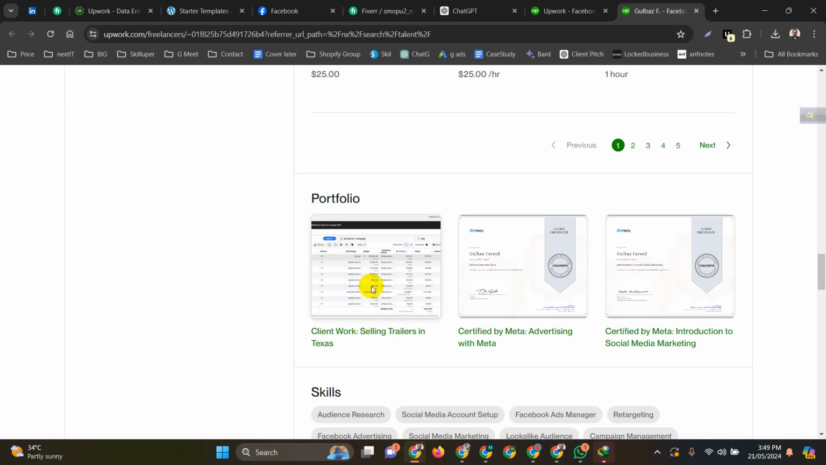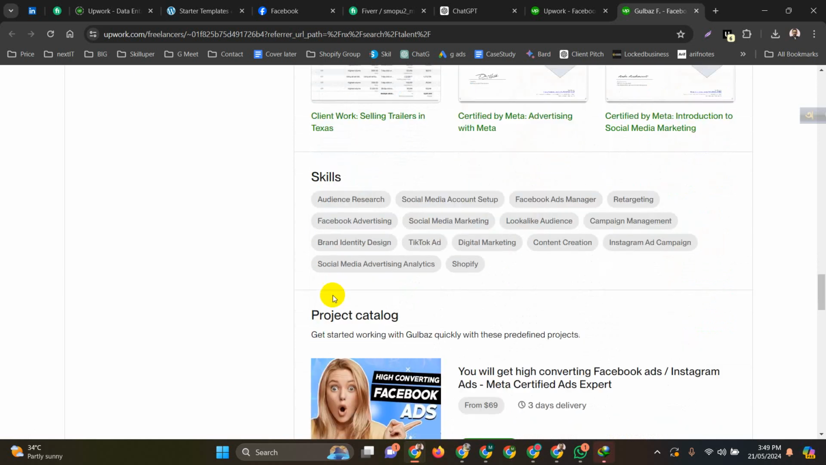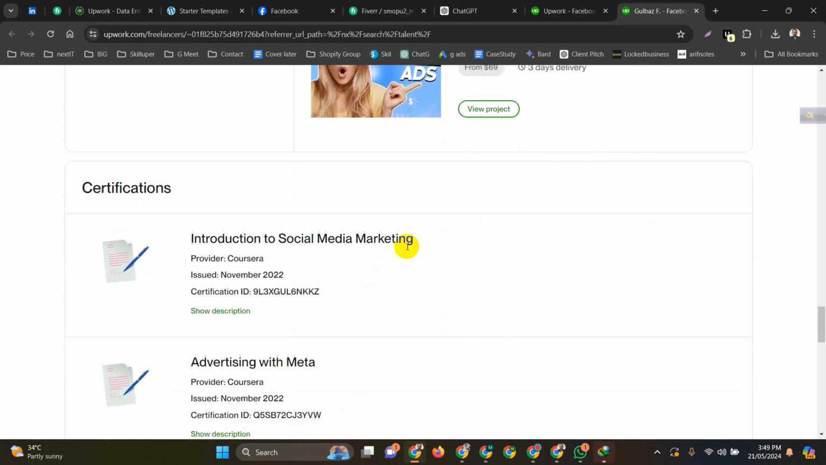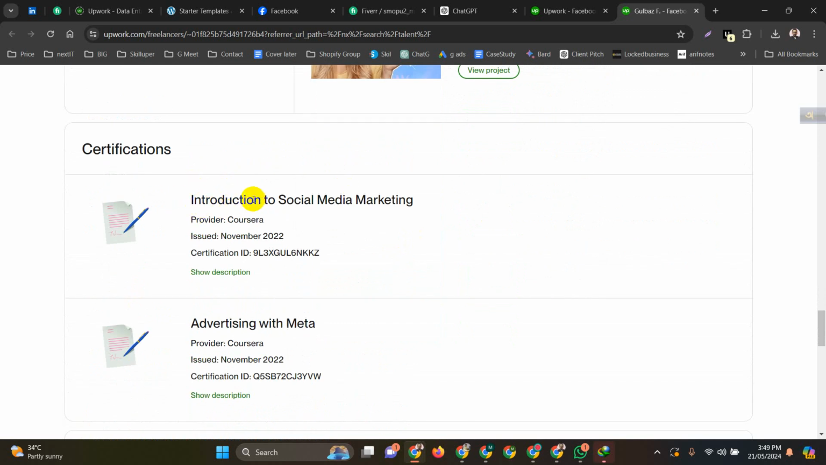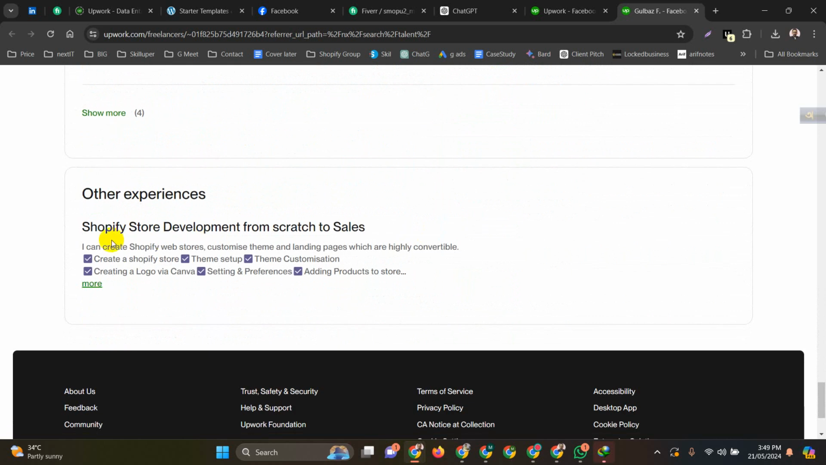Okay, and most important thing here is you must add your skills from here. And you can also create a project catalog, because if you want to get job on Upwork, you need to buy connects and you need to use them to apply for the jobs. But if you get job by catalog like Fiverr Gig, you don't need to put any money on investment. So this is how you can. And if you have any certification, you must add your certification, employment history, and other experience.